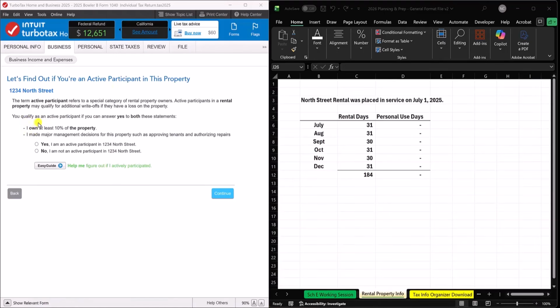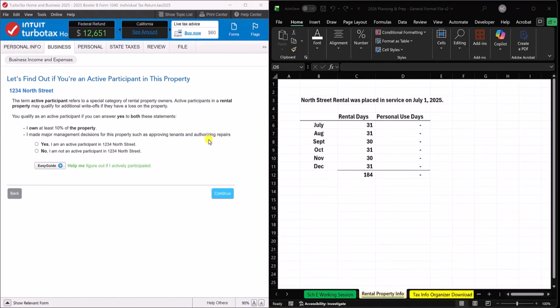So right here, you qualify as an active participant if you can answer yes to both of these two statements here. I own at least 10% of the property. We already said yes to that. They own 100% of the property in this case. I make major management decisions for this property, such as approving tenants and authorizing repairs.